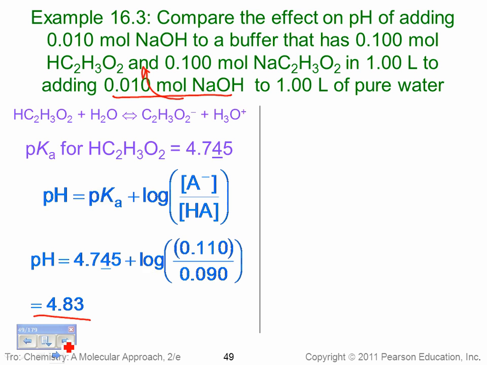Whereas, if you add that same 0.01 moles of sodium hydroxide to pure water, a liter of pure water, what would that pH result in? 0.01 moles, that doesn't really seem like much. It's a hundredth of a mole. It's not really a large amount. How would I even calculate it?